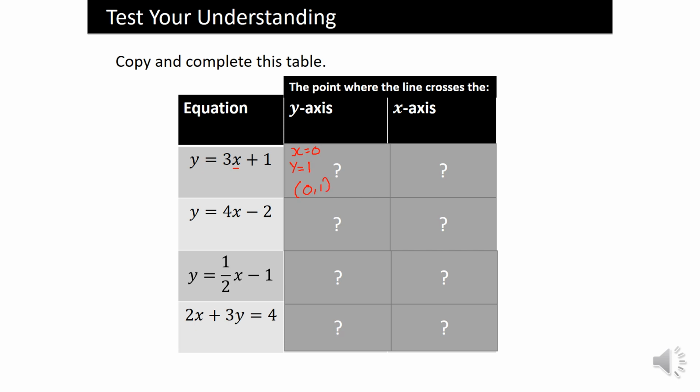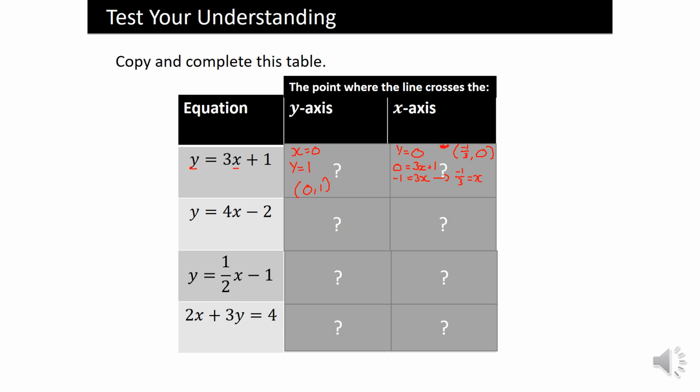And where it crosses the x-axis, that is where y equals 0. So we substitute in y equals 0, and we've got 0 equals 3x plus 1. We then take 1 from both sides to get minus 1 equals 3x. And dividing by 3, we get minus 1/3 equals x. So our coordinates would be minus 1/3, 0. A little bit more complicated on this one than the first section.